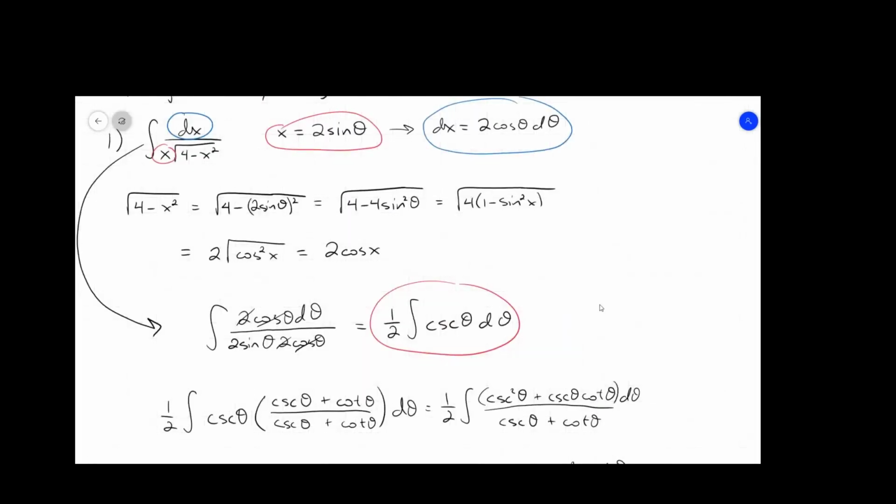I'm seeing that I'm messing this up again. I'm sorry about changing these thetas to x's. They should be all thetas right here. Fix all that so we don't make that mistake.